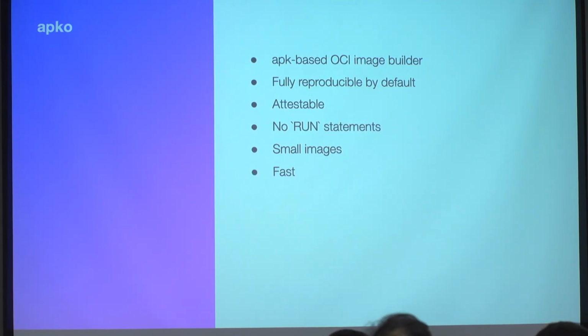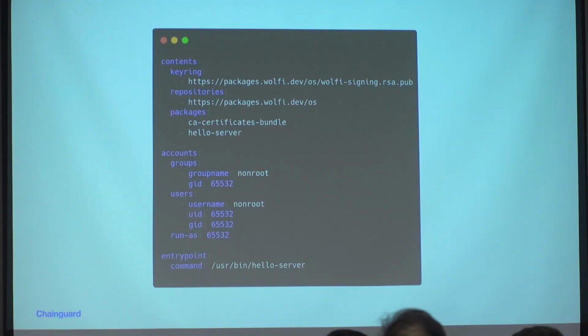So it ends up being pretty fast as well. It's a Go binary, essentially. But again, it doesn't have the overhead of having to run everything through a Docker daemon and making different layers and things like that. You get a package at the end of it, and you turn that into an OCI image. So here's what an apko file looks like.